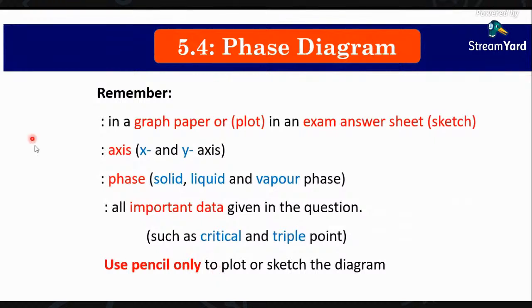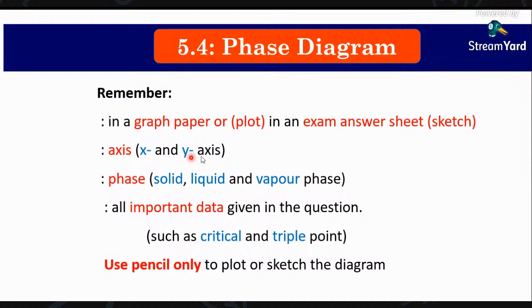Under chapter 5 we also have 5.4 phase diagram. This is a question whereby you are required to either sketch or plot. A more common question would be on sketching, but if the question requires you to plot, remember you have to do it on graph paper. Graph paper usually will be provided for you. You can request for it. If it's a sketch question, you have to answer in your exam booklet.